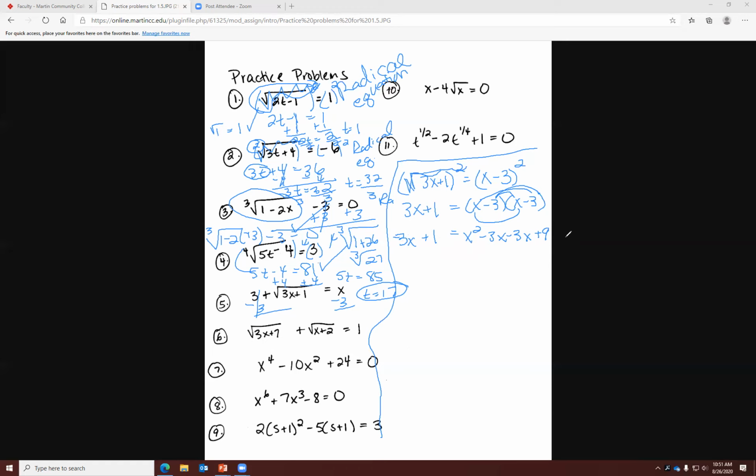All right, so then we end up with this, and now this is a quadratic, and we know that we can solve a quadratic by factoring. You can use the quadratic formula. If they showed you how to use equation solver in your calculator, you can graph it. So let's see what we get.